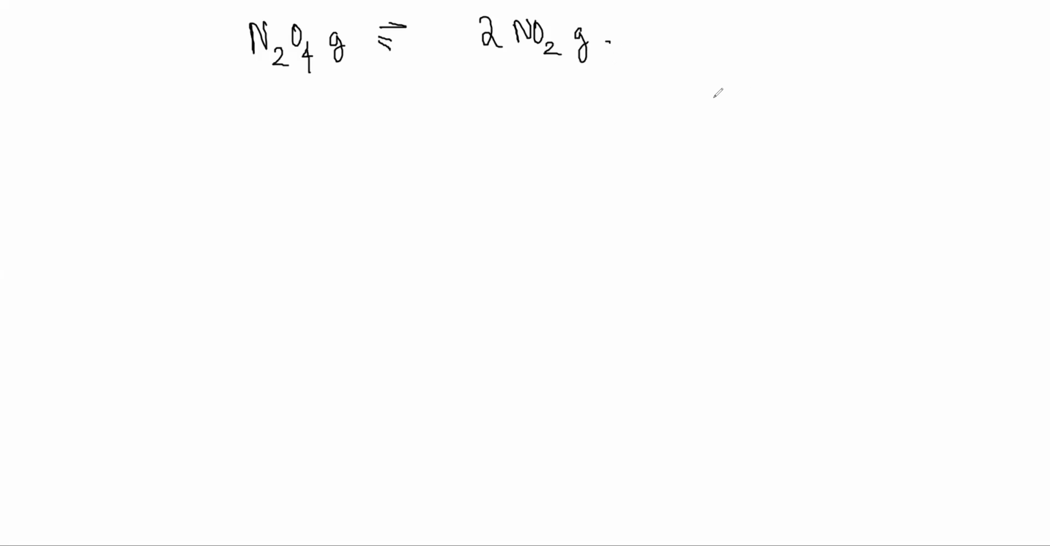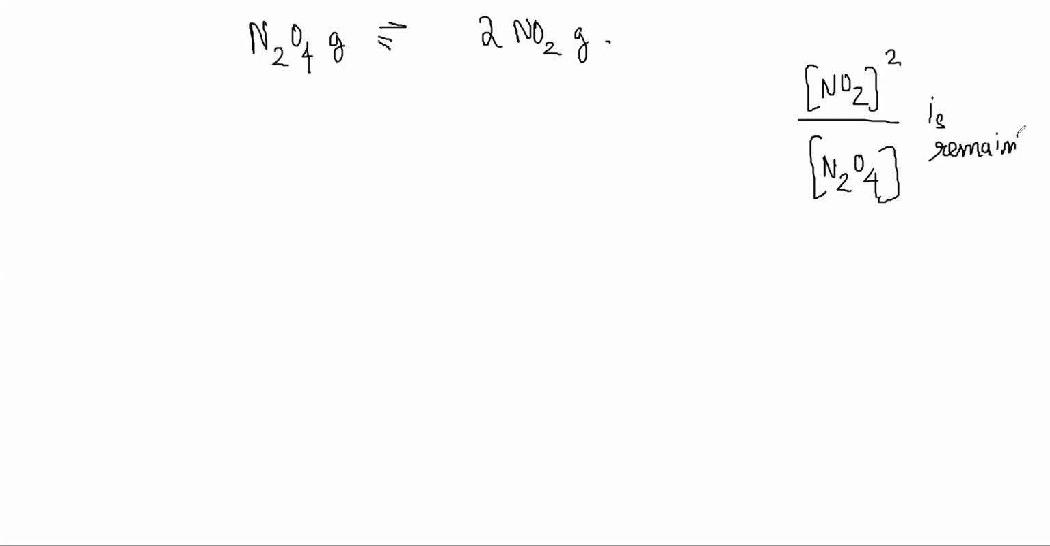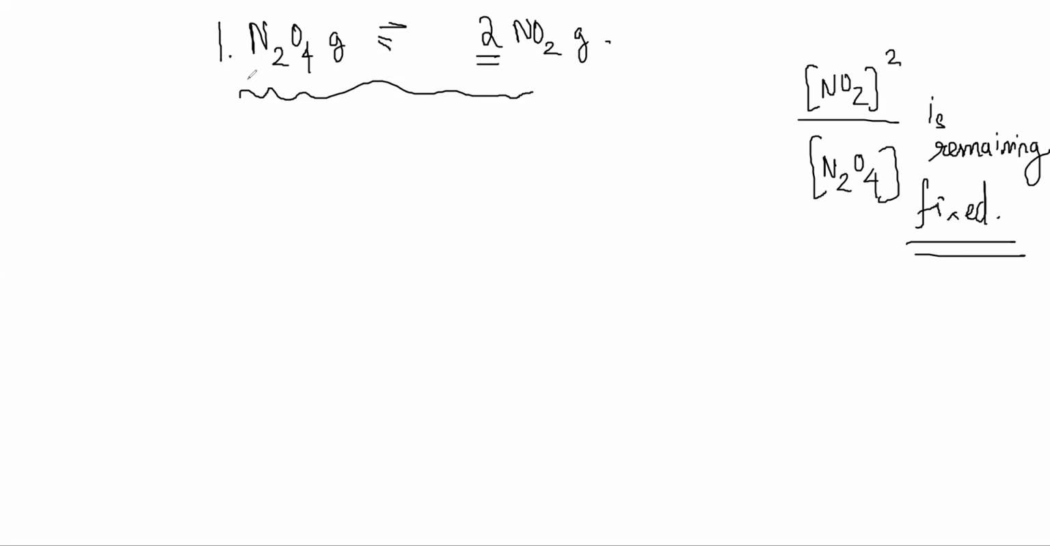He is getting that no matter what experiment I'm doing, starting with whatever amount of initial substances, I'm always getting that NO2 whole square concentration divided by N2O4 concentration remaining fixed. And this type of experiment was performed for multiple things. What was realized was that there is a relation between the stoichiometric coefficients and this expression, right?